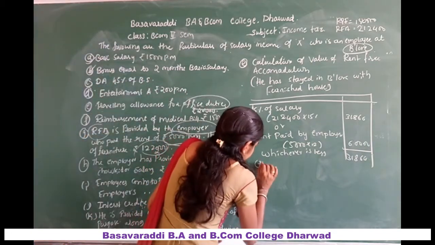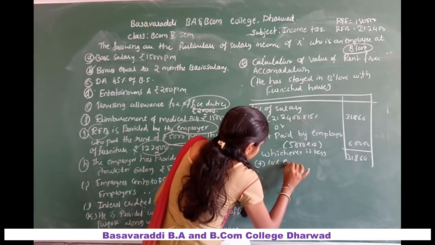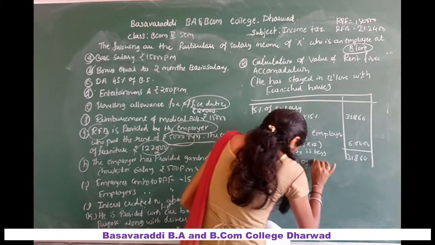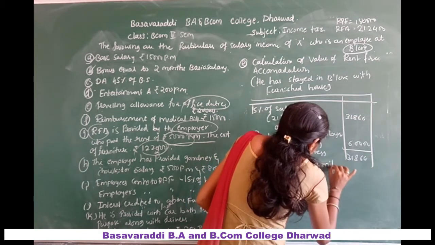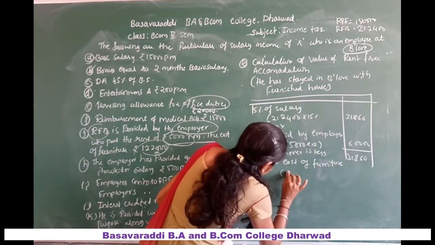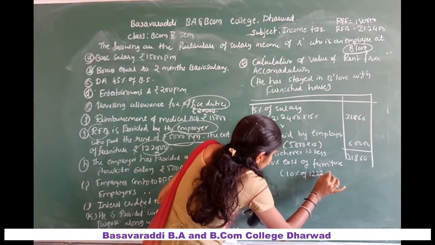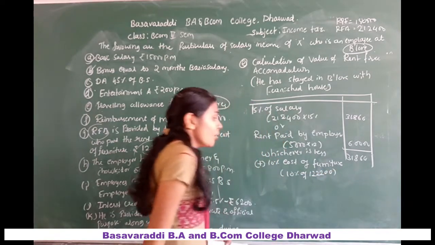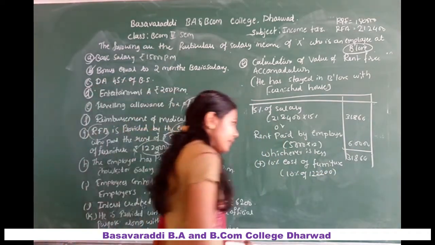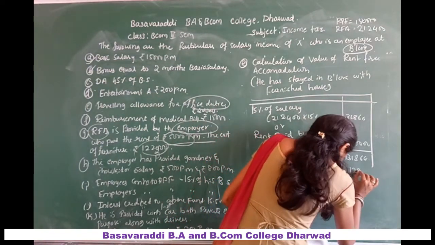1,22,200 and 10% cost of furniture. That is 10% of 1,22,200. That is 12,220 rupees. 12,220.